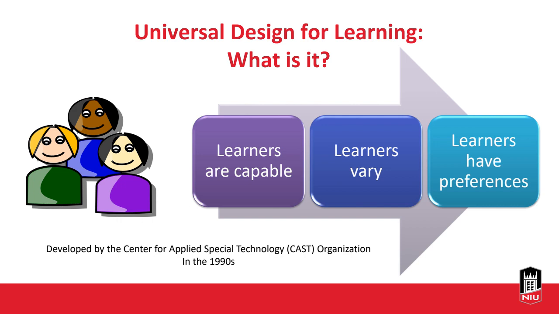Okay, so what is it? What is Universal Design for Learning in actual practice? At the core of Universal Design for Learning is the idea that everyone can learn, and not just learn. It's the idea that everybody has the capacity to master certain concepts. So that's that first button that you see there, that learners are capable. This is a mindset. It's also embedded in how we speak and also in our behavior, which I'll get to in just a moment.